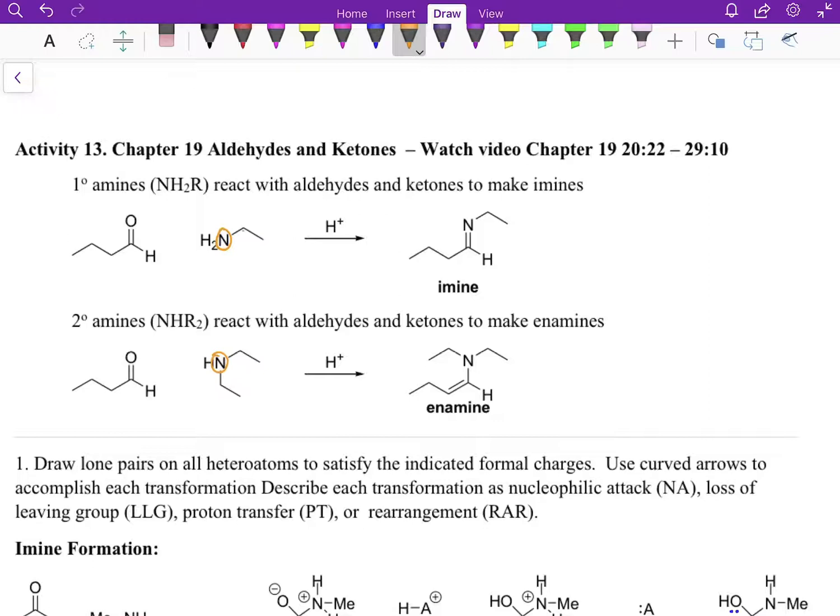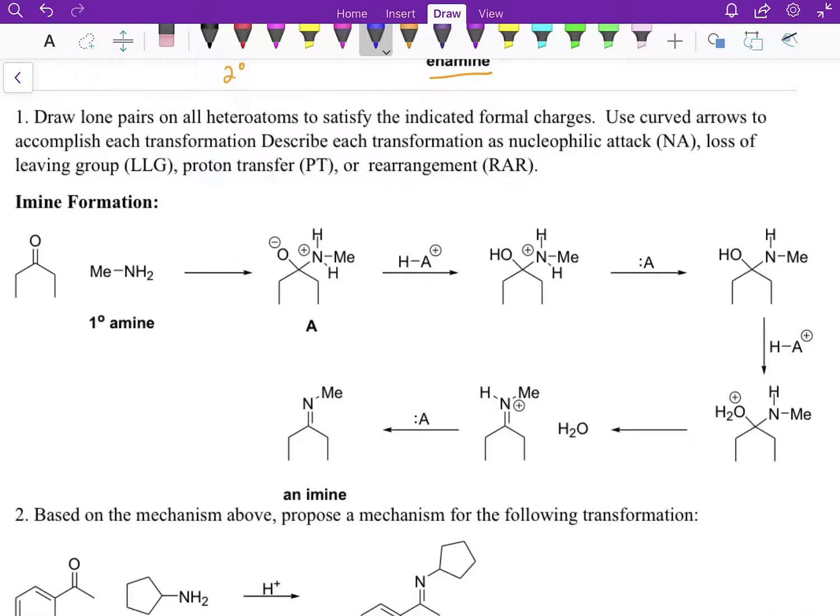In this case, there's 1. In this case, there's 1, 2. Making this a primary, and this one a secondary. Primary amines make imines, and secondary amines make enamines. So the first thing you should do is draw in the lone pairs that are going to be part of the mechanism. So this nitrogen has those lone pairs.